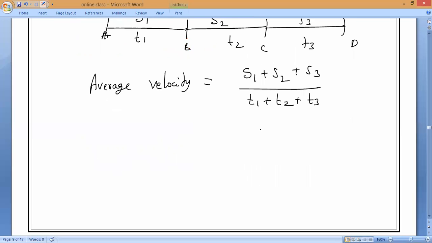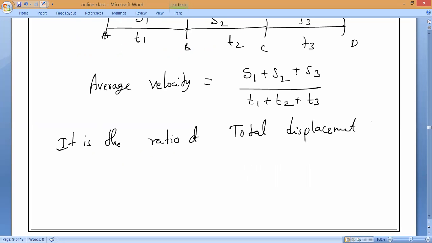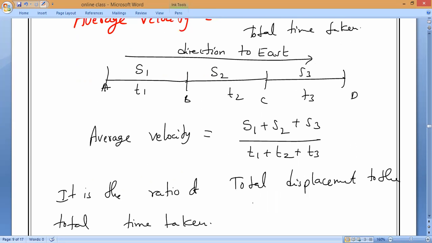Please write it. It is the ratio of total displacement to the total time taken. Everyone clear? Write it now. Total displacement to the total time taken. Any doubt, Harish? Everybody, please respond. That is what you have to remember. Clear, everyone? So this is what we call average velocity.